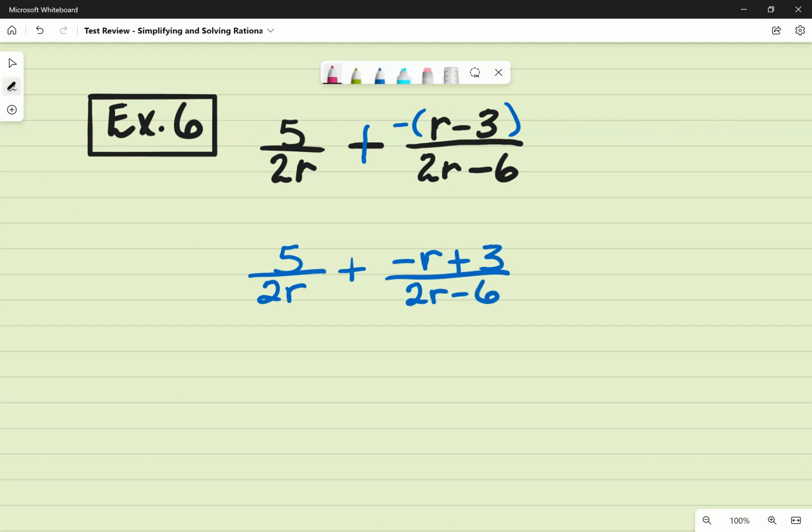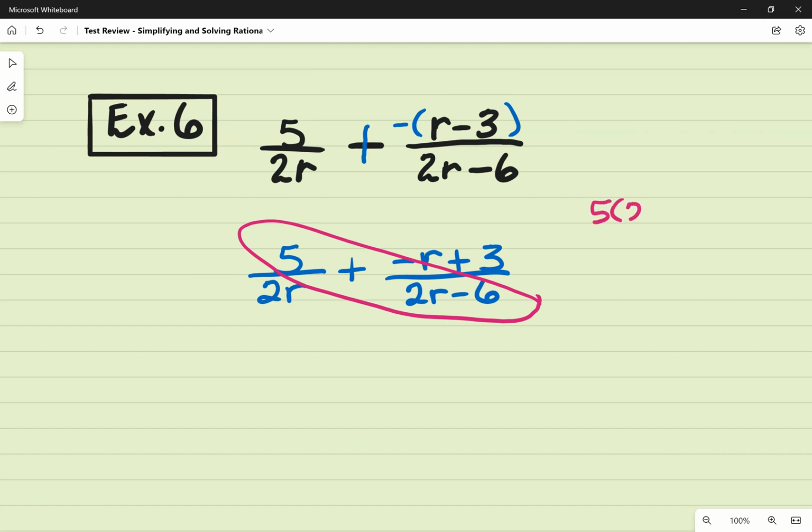If I do my butterfly method, I'm going to go this way. And now since I changed it to a plus sign, I don't have to worry about changing signs anymore because I've already done that. And when I multiply it out, remember, this is really me saying 5 times the quantity of 2r minus 6. So I'm going to have to distribute.